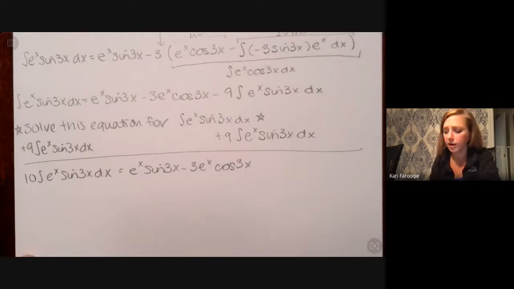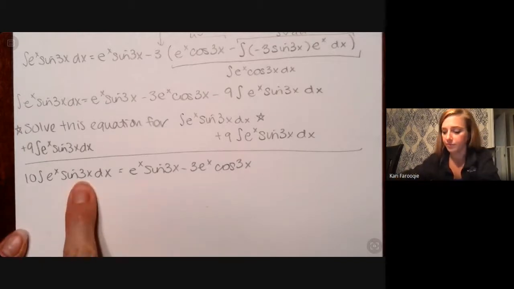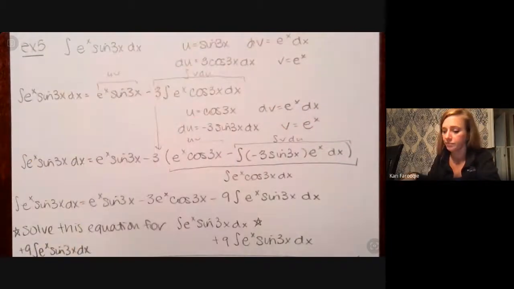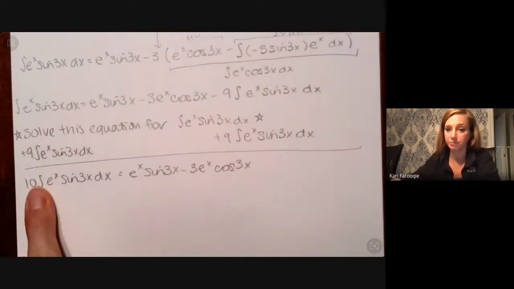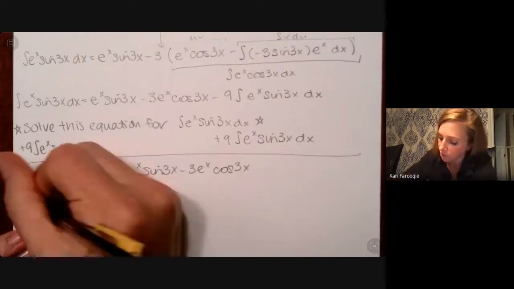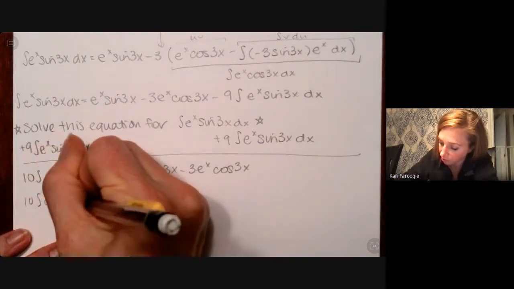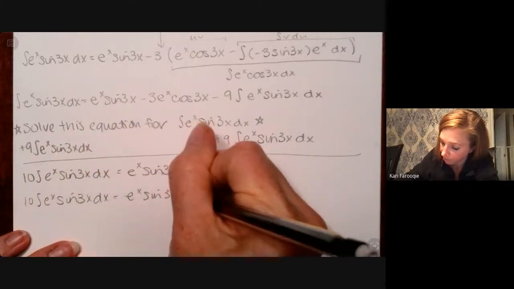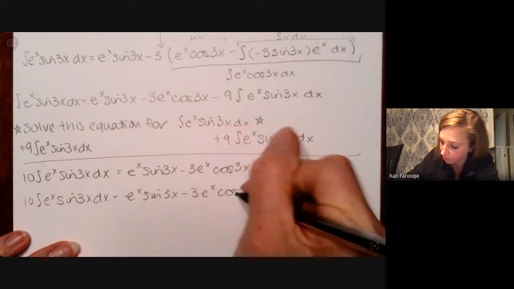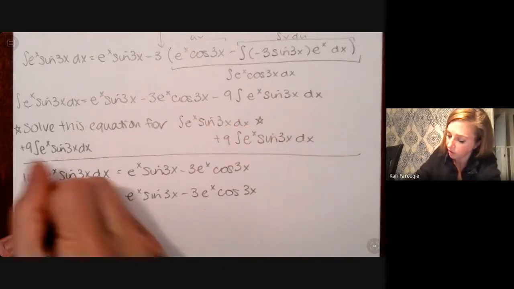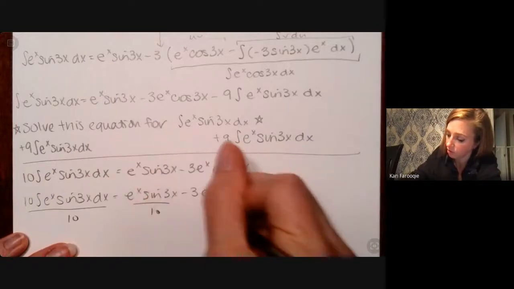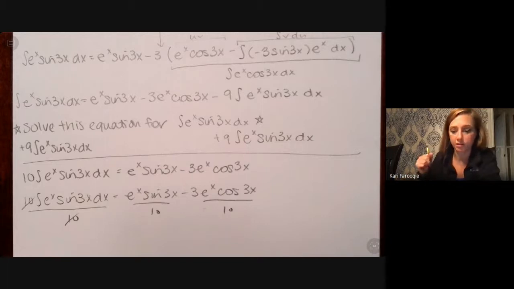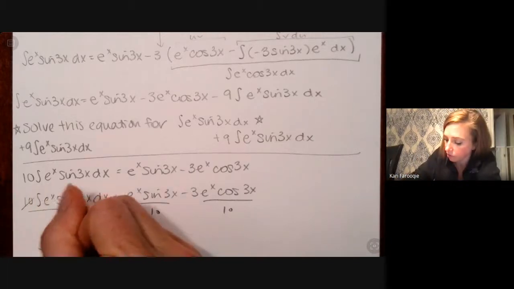If you're not sure why, here's what we were trying to find, right? The integral of e to the x sine 3x dx. That's originally what I asked you for. But I didn't ask you for 10 of them. So at this point, I'm going to write this again just so it looks super clear on my notes. I'm going to divide every term by 10 so I can get that integral by itself, because this is what I was looking for.